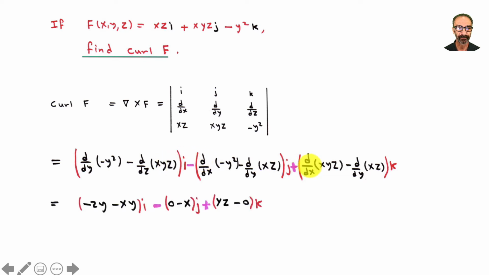Doing the math, let's also focus on the last one. Just for example, the derivative of this with respect to x will be yz, as you could see. The derivative of this with respect to y, there is no y in it, so it's 0. Simplify, and that's the curl. Hopefully that was clear. It's hard to remember the lengthy formula, but you just get it from this concept right here. Del cross F.